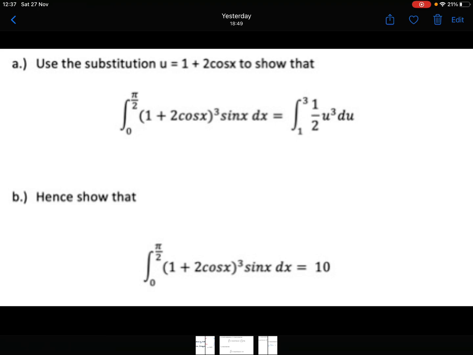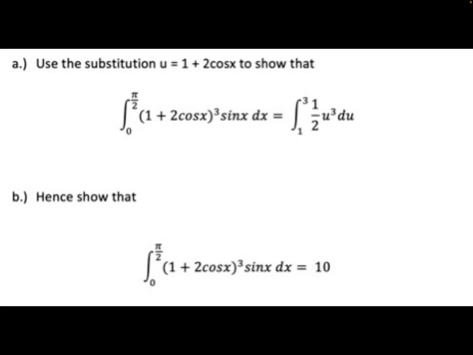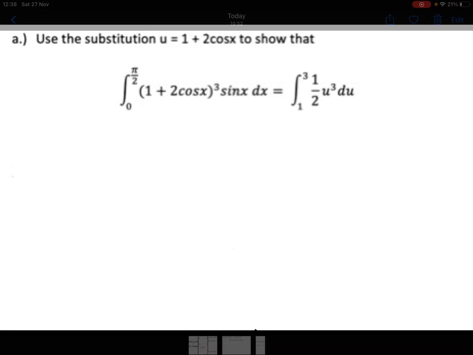Let's have a look at an example. So this is a typical sort of exam question. It says, use the substitution u equals 1 plus 2 cos x to show that the integral from 0 to pi over 2 of (1 plus 2 cos x) cubed times sine x with respect to x can be written in the u world as the integral from 1 to 3 of half u cubed du. So part A is a show that question. Then part B says hence show that actually that integral will just be 10. So let's do this. Let's focus on the first part of this question.